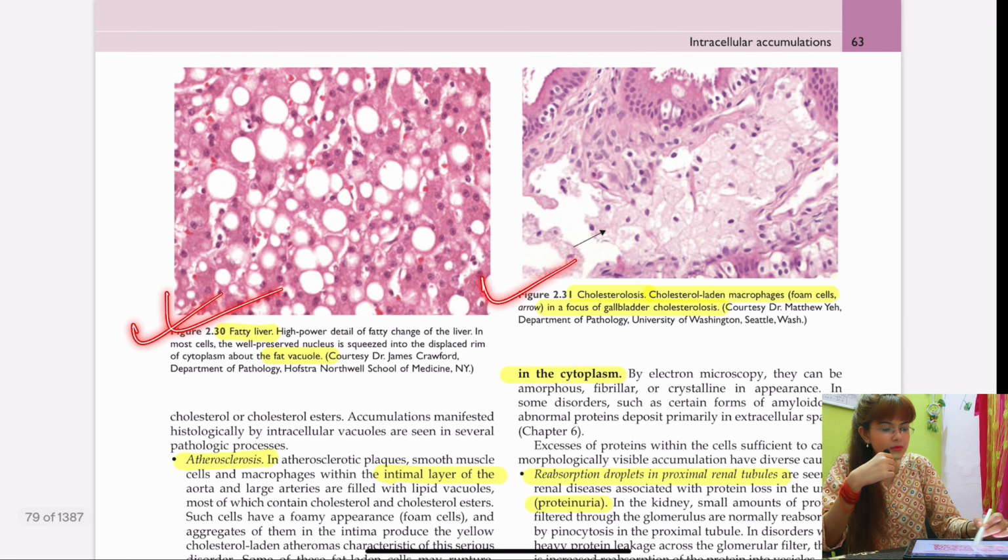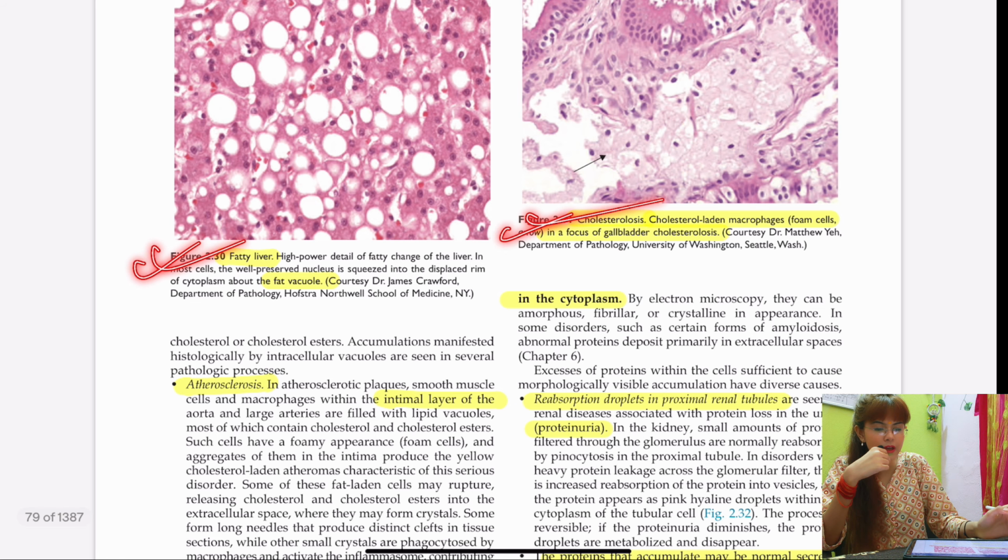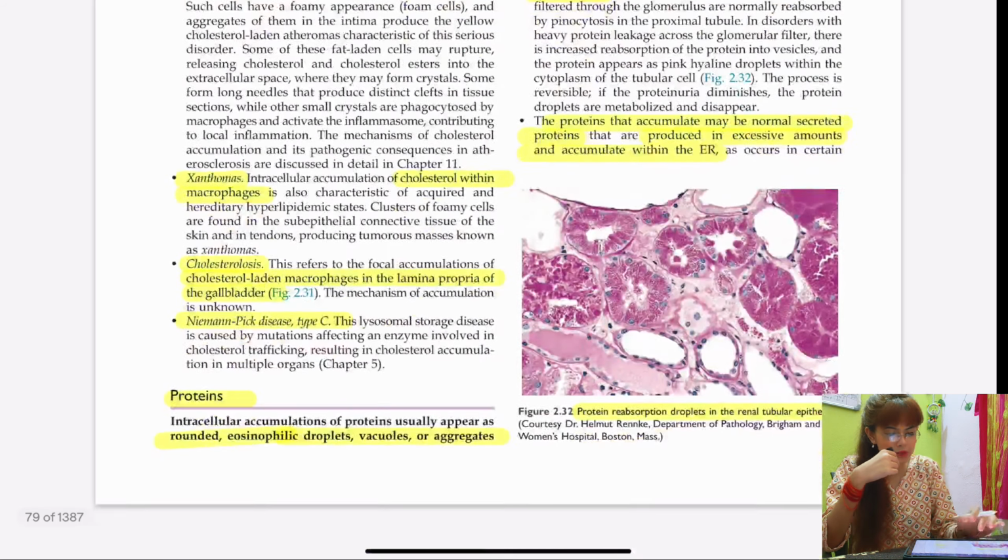These images are important. You can see these cholesterol laden macrophages, or foam cells, over here in gallbladder cholesterolosis. So these images are again important. All the images I have explained are important.